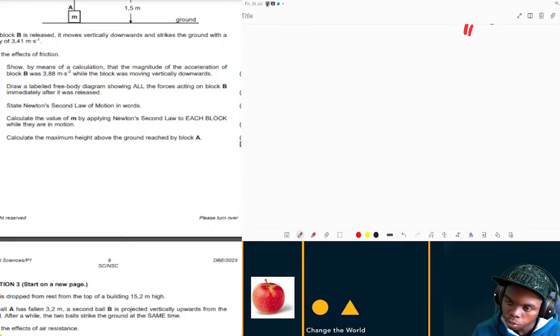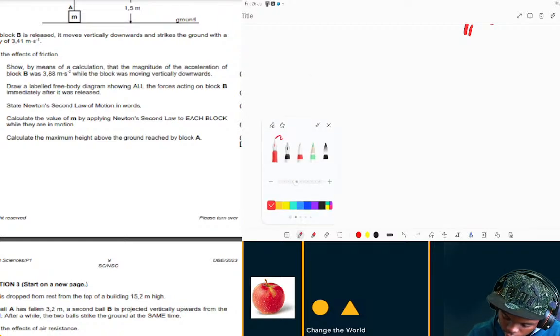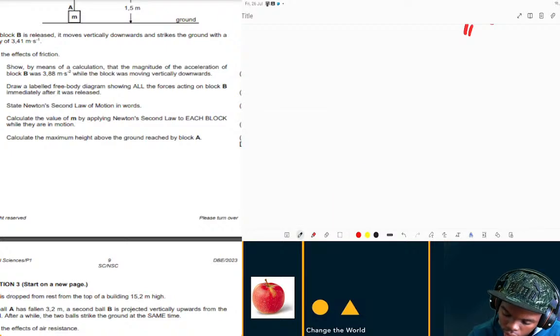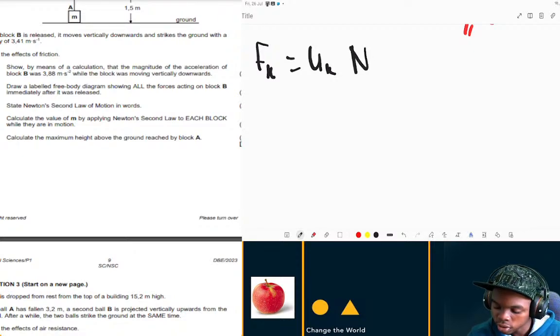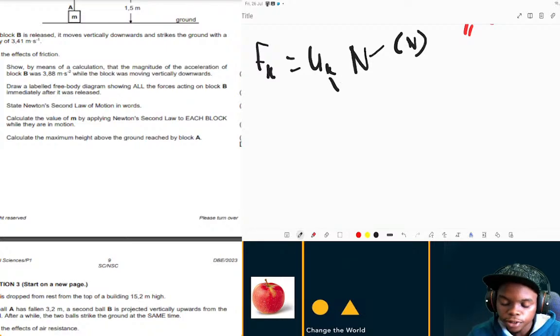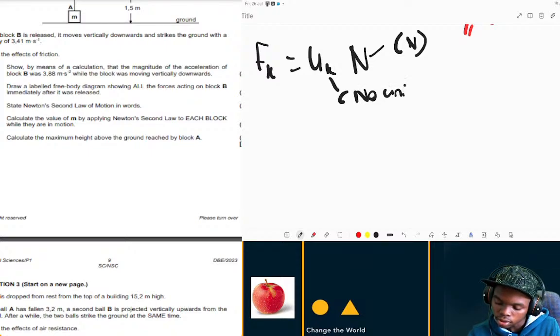Now we are discussing the components, the forces on a free body diagram. We've discussed our normal, we've discussed our weight. Now we'll be discussing frictional force, our Fk. As we mentioned before, frictional force is equal to the coefficient of kinetic friction times your normal. Normal is calculated in newtons. Coefficient of kinetic friction, guys, has no units.